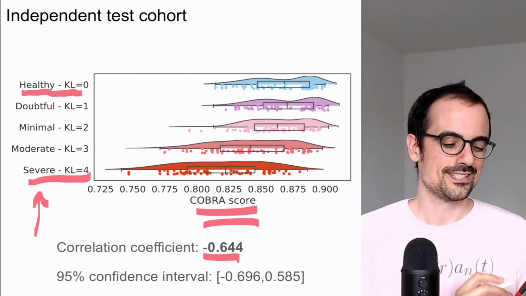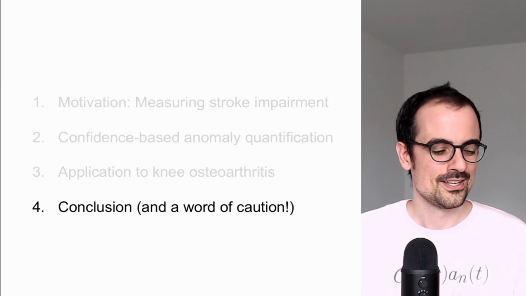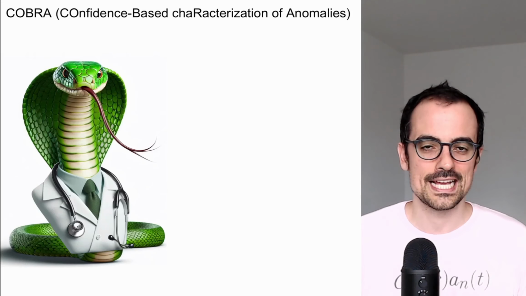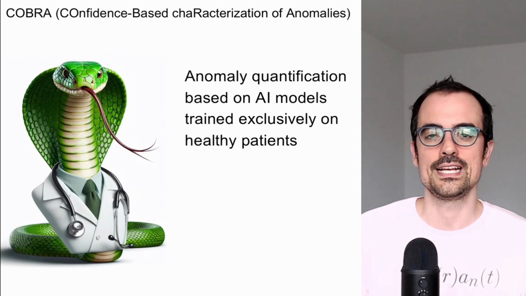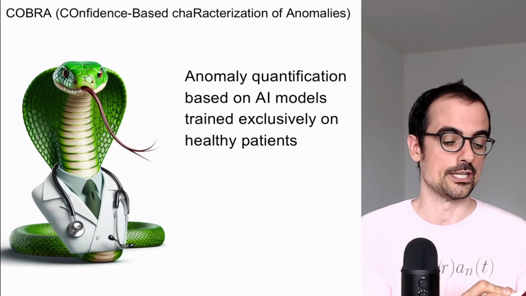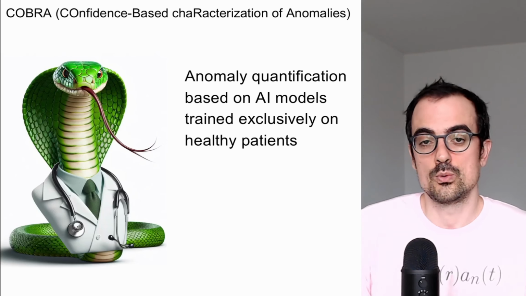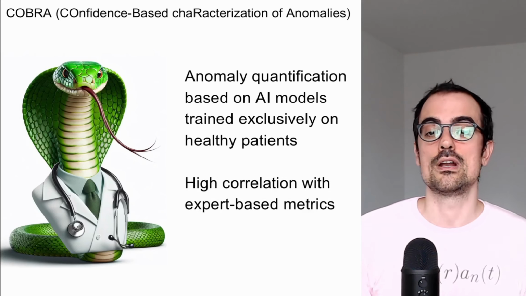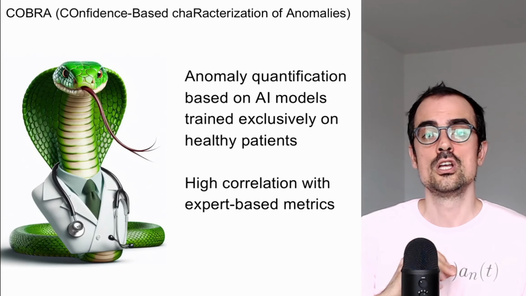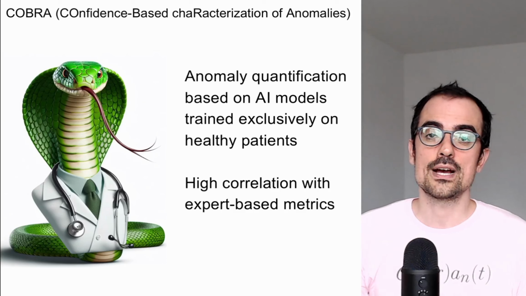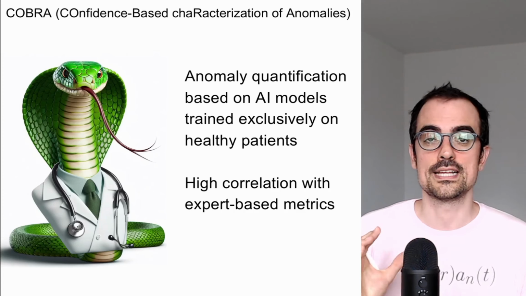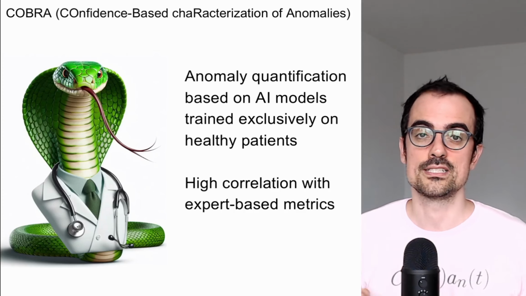Okay, so now we've reached my concluding remarks. What we have seen in this work is that our COBRA framework enables us to perform anomaly quantification using AI models that are trained exclusively on healthy patients. And we have verified that this achieves high correlation with expert-based metrics for two very different medical conditions, stroke and knee osteoarthritis, and three very different data modalities: video, wearable sensor, and magnetic resonance imaging scans.